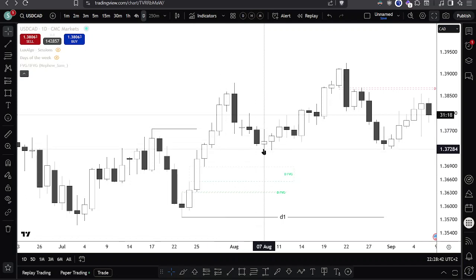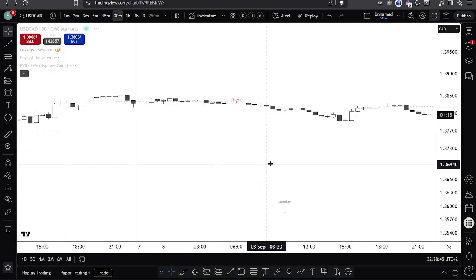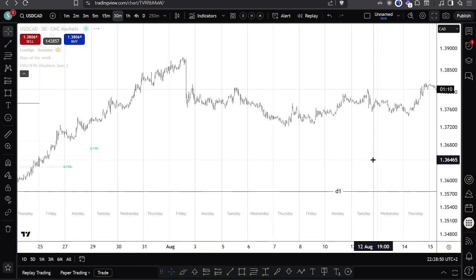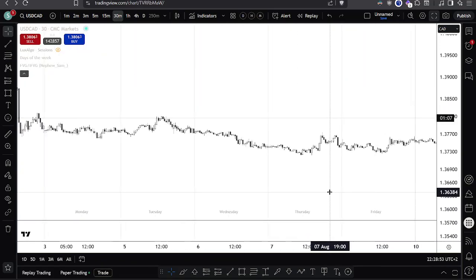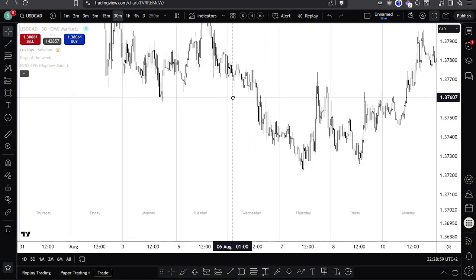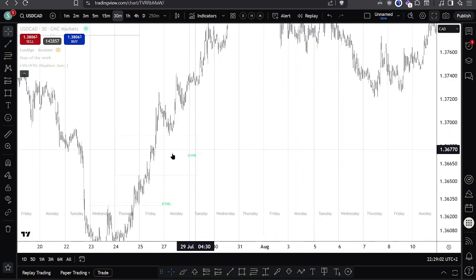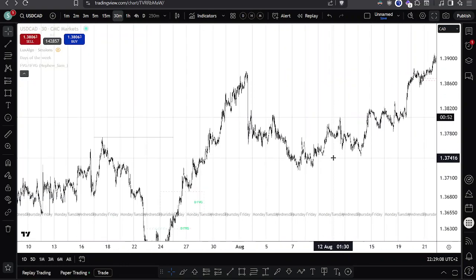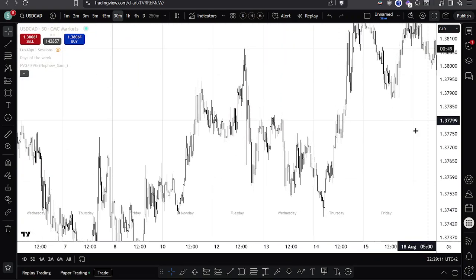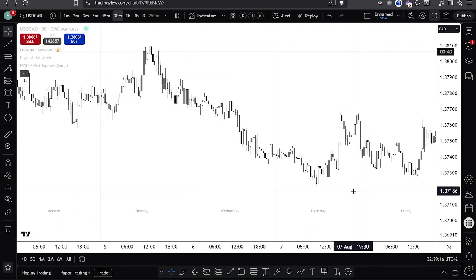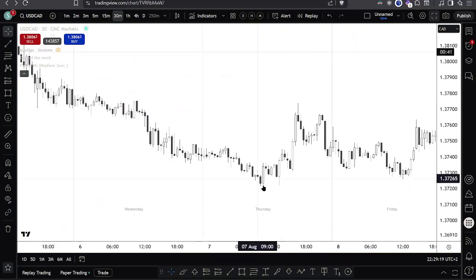Okay, so let's find 7 August. What is wrong with the drawings today? Where's the... I put a line there. 7 August. I put a line. Okay, that's weird. Anyway, so at 7 August, price keeps falling.